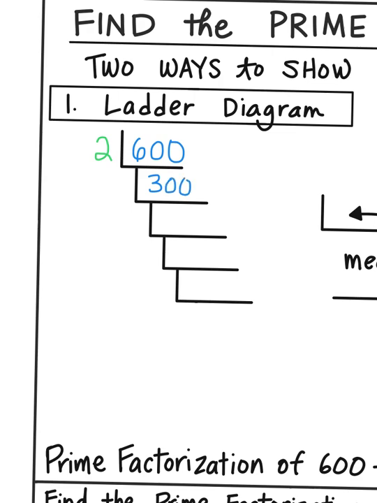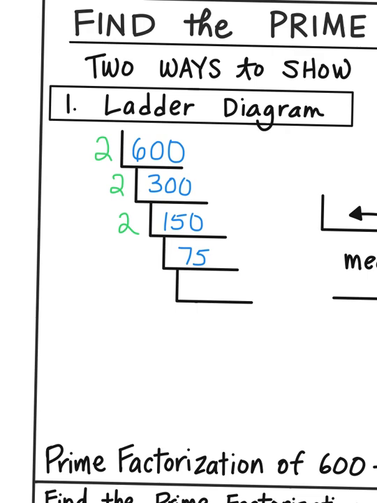300, again an even number, so I could divide by 2 again, making it 150. Now some people sometimes are like, oh, well, it ends in a 0, I could divide by 10, but we can't pull a 10 out because 10 isn't prime. So we always want to just pull out prime numbers. Once again, 150 is even. So I'm going to pull out another 2, and now I'm going to have 75.